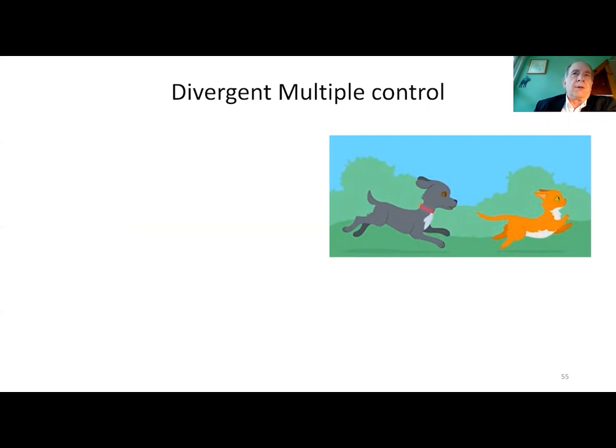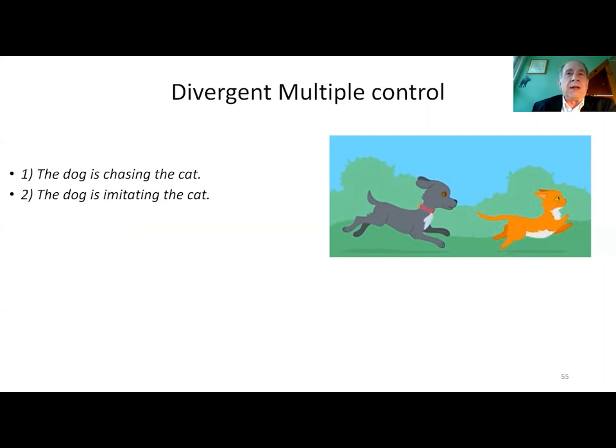Now, divergent multiple control. Here's a little cartoon of a dog and a cat running. Now, this might occasion saying the dog is chasing the cat. It might occasion that the dog is imitating the cat. Not very likely that you would say that, but it's a possible interpretation of the picture. You could say that the cat is leading the dog out of the woods, for example.